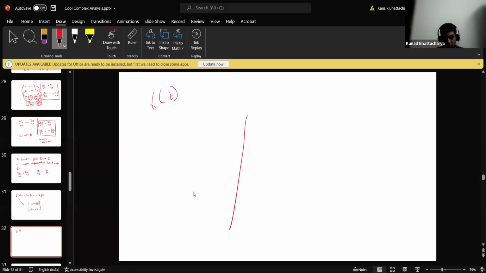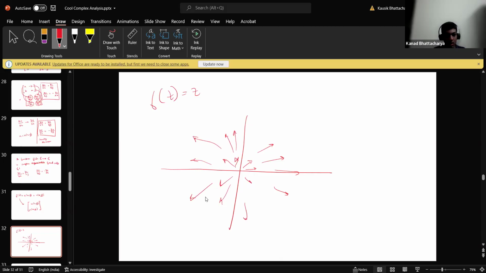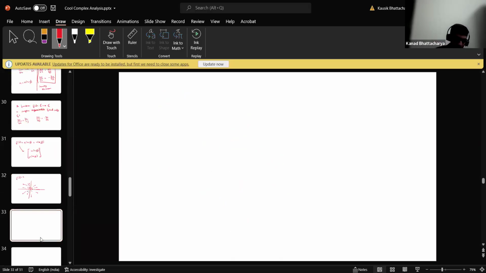For example, if we take the real plane and plot f(z) = z, what we get is just radially pointing out arrows, and the size of the arrows keeps increasing as we go away from the origin. So we can think of these complex variable functions as vector fields, and the reason why they're so fun is that you can do a lot of interesting things with them.